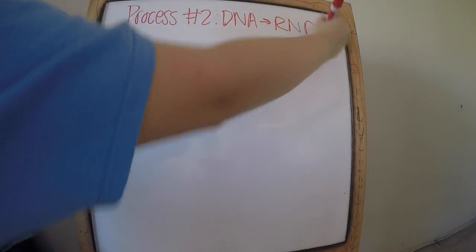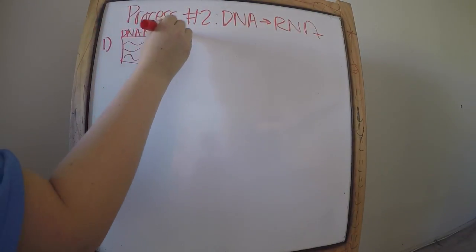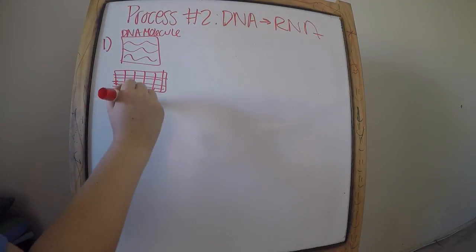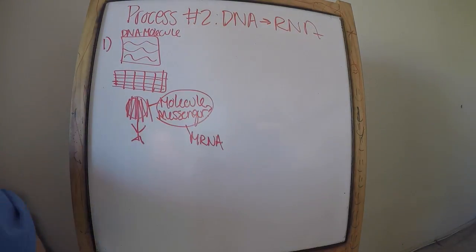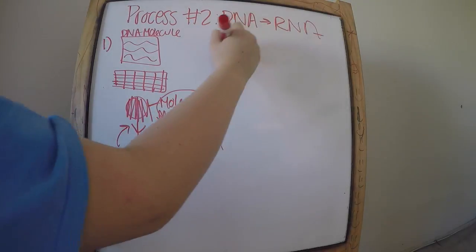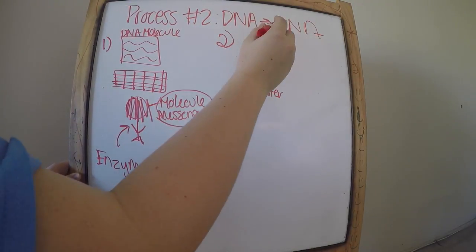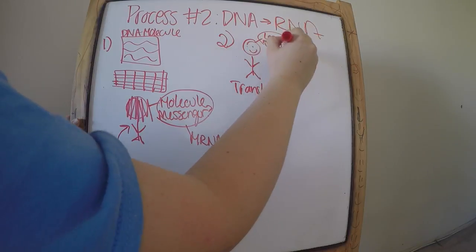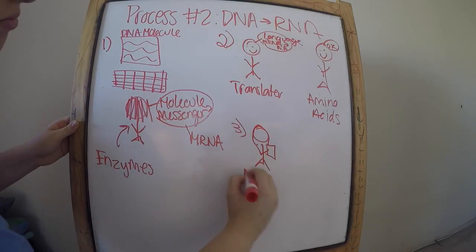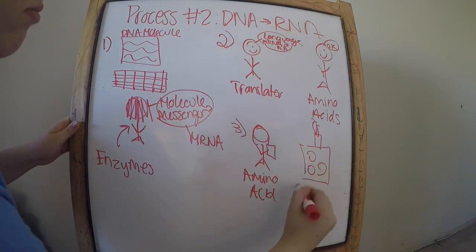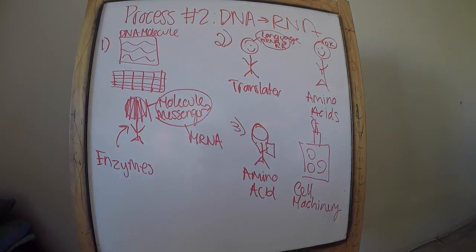Process number 2, DNA into RNA. So there are 3 steps to remembering this process. The first one, enzymes read the information from the DNA molecule and transcribe it into a messenger molecule called ribonucleic acid, or mRNA. Second step. Next, the information contained in the mRNA molecule is translated into the language of amino acids, which are the building blocks of proteins. In the third step, this language tells the cell's protein-making machinery the precise order in which to link the amino acids to produce a specific protein.